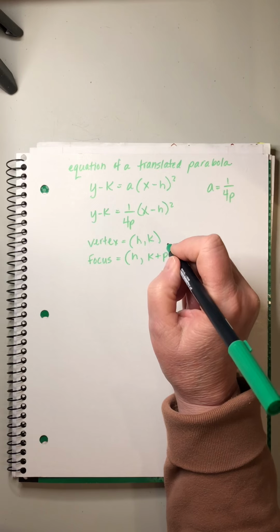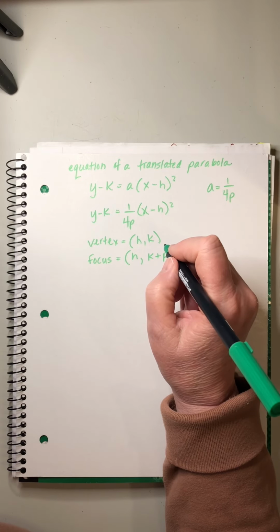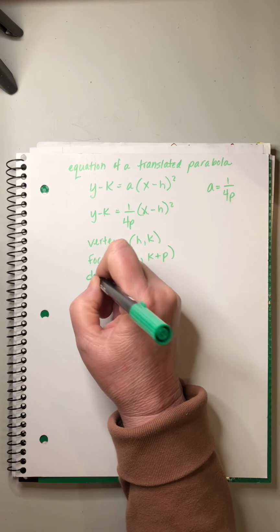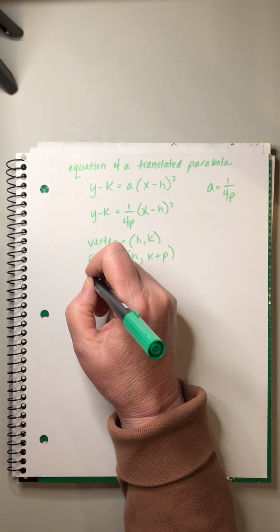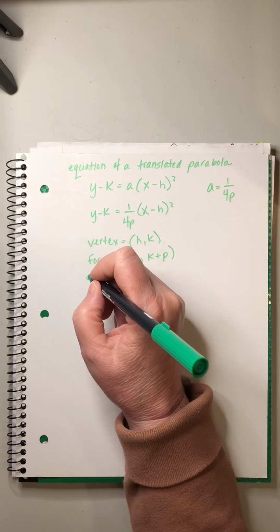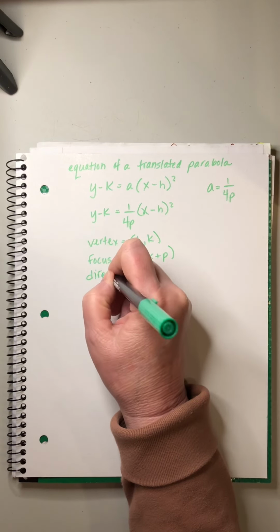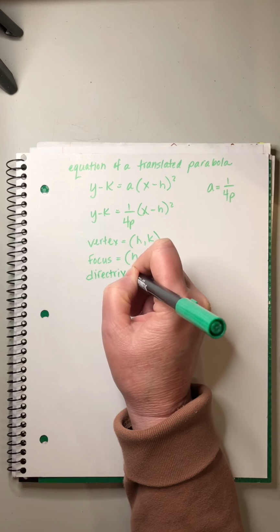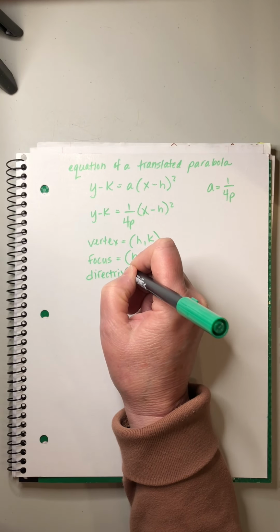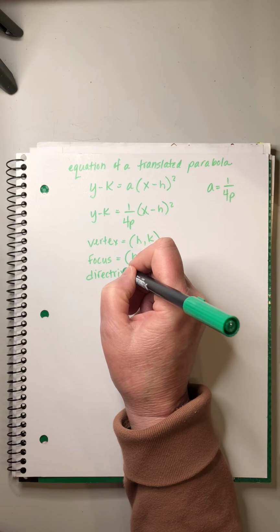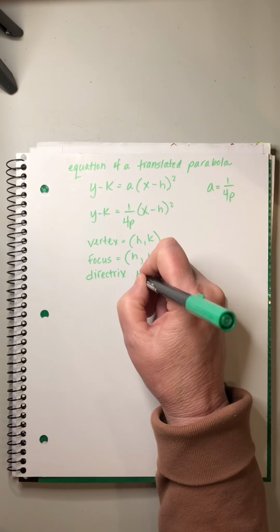And let's see, I didn't write this down. Our directrix is at y equals k minus p.